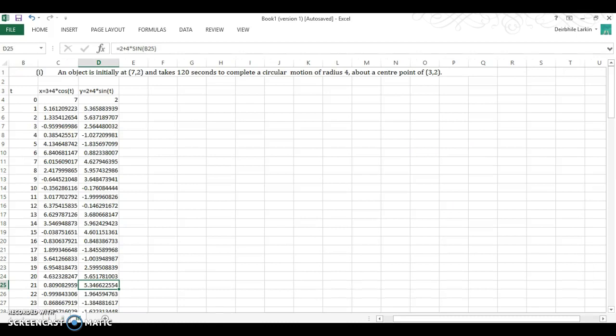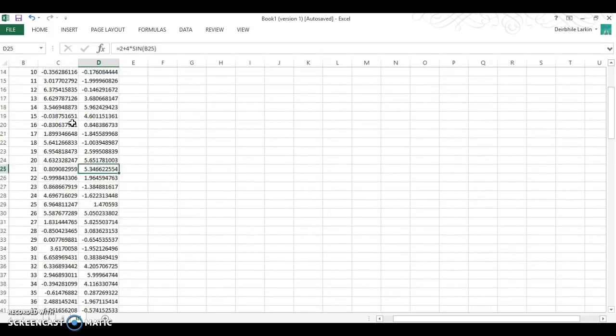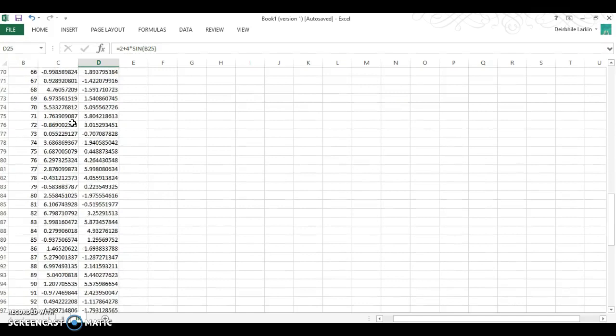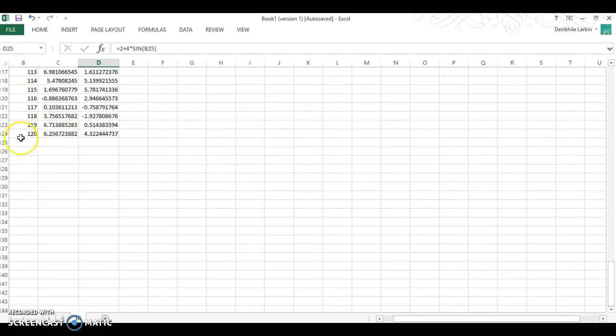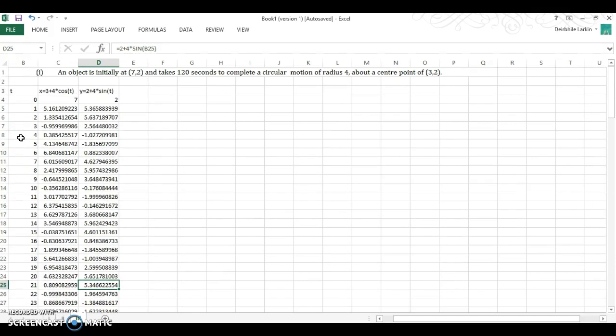Now I'm going to continue to parametric equation of a circular motion. As you can see above here, I have an example. An object is initially at (7, 2) and it takes 120 seconds to complete a circular motion of radius 4, about the center point (3, 2). To the left here, I have finished that out, and I've put the time to 120 seconds in, just by 1, 2, 3, 4, and it continues down.